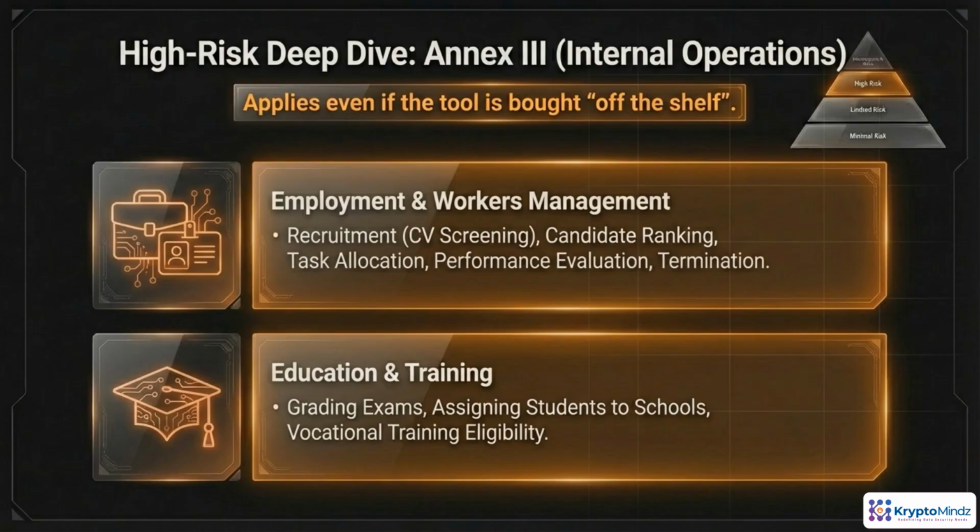One critical area: AI used for hiring, promotions, task allocation, performance ratings, or firing is automatically high risk. The same treatment applies to systems grading exams or assigning students and trainees. This classification applies even when you're simply licensing and deploying a vendor's tool, not building it yourself.